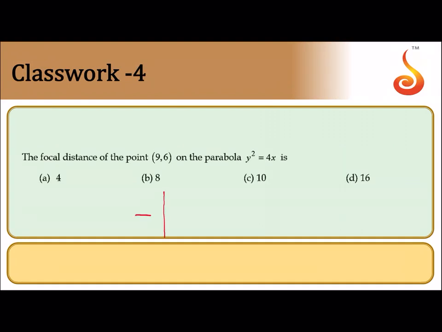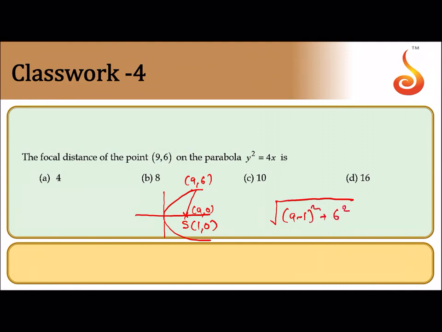Example 4. The focal distance of the point (9, 6) to the parabola y square equal to 4x. What do you mean by the focal distance? This is the parabola given. This point is given as (9, 6). This is the coordinates of focus S. The coordinates of focus will be (1, 0) because this is (a, 0). This is the focal distance.